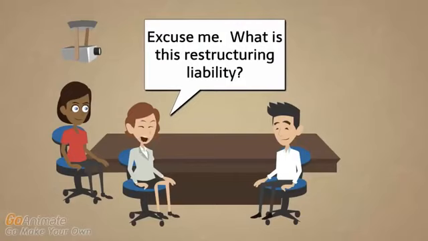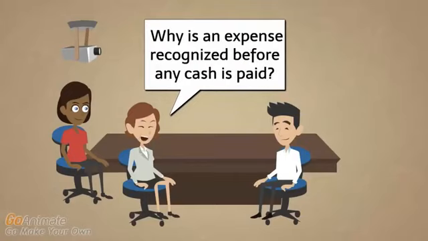Excuse me, what is this restructuring liability? Why is an expense recognized before any cash is paid? This is the conservatism principle in action. So we talked about this in prior videos, but the conservatism principle says that when a company anticipates future losses, they have to recognize an expense for them today. So in this case, Green has decided to restructure. They have a restructuring plan which will involve laying off employees and incurring employee severance costs, closing facilities and incurring facility closing costs, and they have to recognize an expense for the total amount of those estimated cash costs today, and then create a liability that will represent the obligation to pay those cash costs in the future.